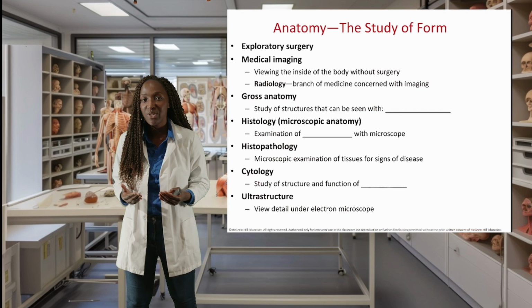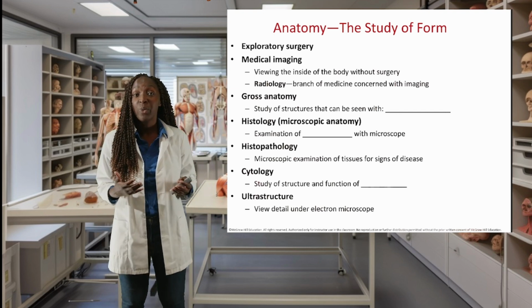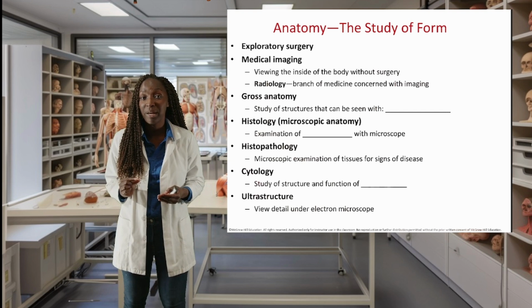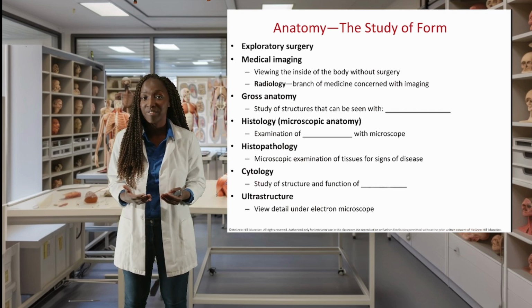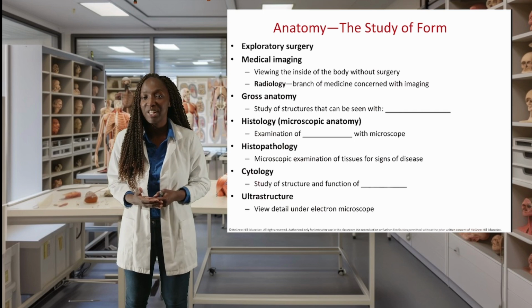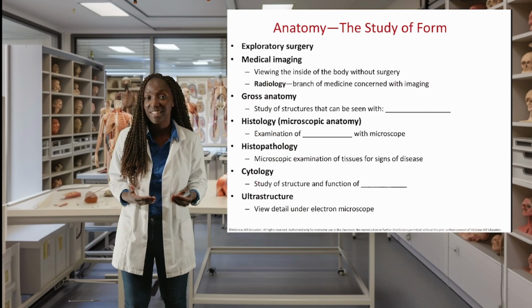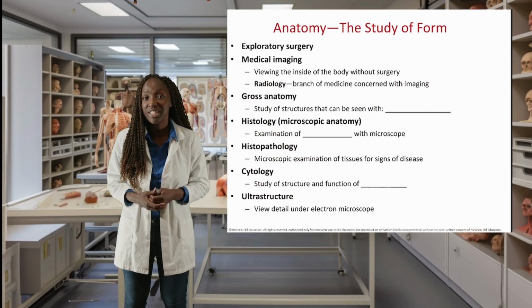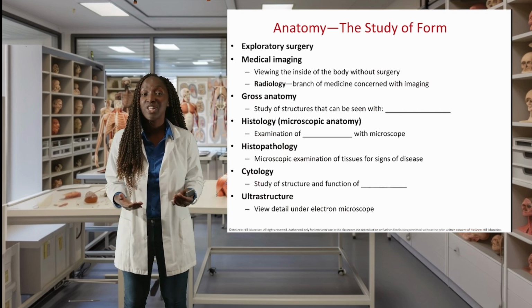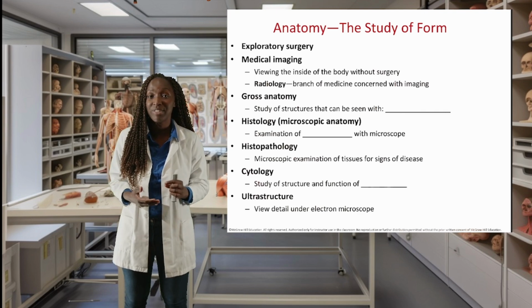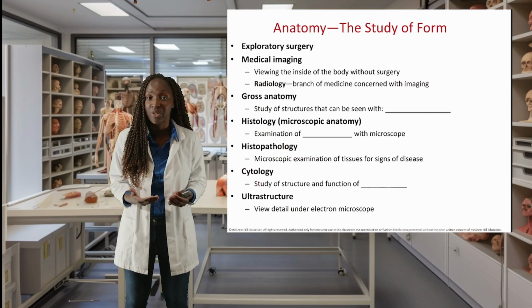If we want to study structures that can be seen with the naked eye, we call that gross anatomy. However, if we want to study something that's microscopic, we call that histology. Histopathology would be the microscopic examination of tissues for signs of disease. And cytology is the study of the structure and function of cells themselves. Lastly, ultrastructure is where we have an electron microscope where we can view very specific details that we cannot see in any other form.